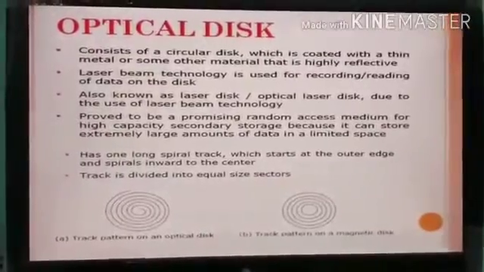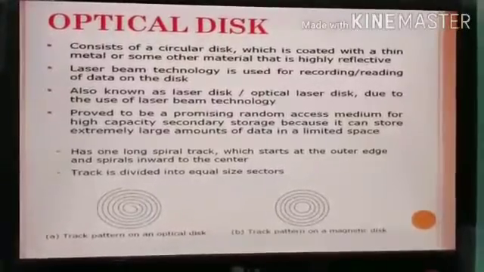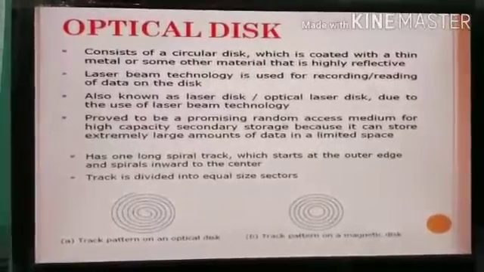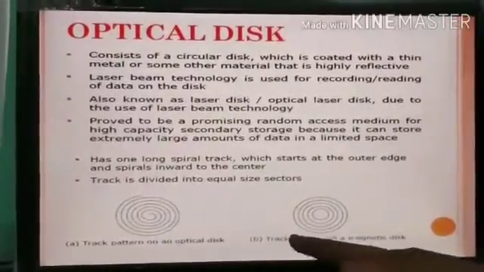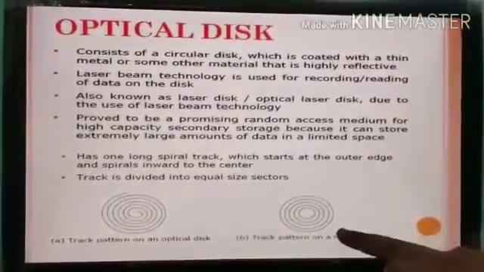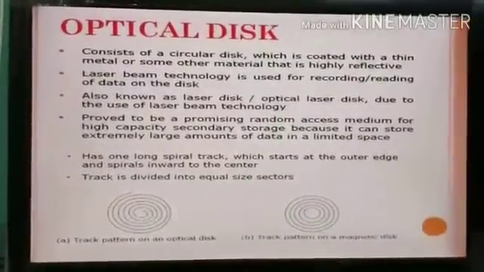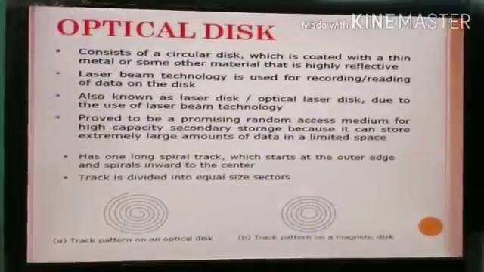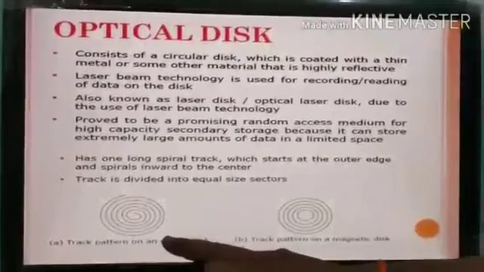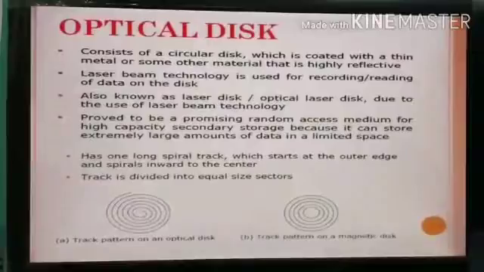It has a long spiral track which starts at the outer edge and spirals inward to the center, and the track is divided into equal size sectors. Here you can see the difference between the track patterns on a magnetic disk, such as a floppy disk or hard disk, and on an optical disk. This is the track pattern on a magnetic disk, and this is the track pattern on an optical disk. Any type of optical disk you are using, like CD, DVD or Blu-ray disk, has this track pattern. This is a spiral track, and here you can see a track of concentric circles.